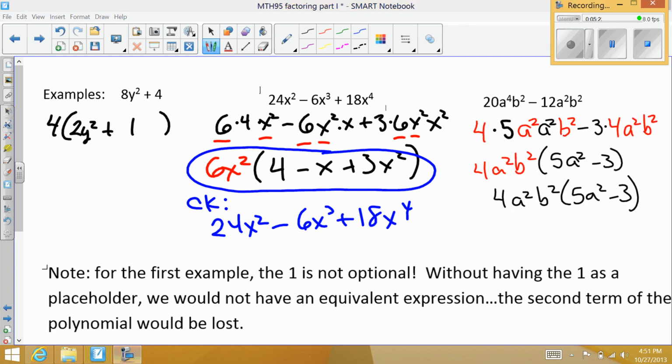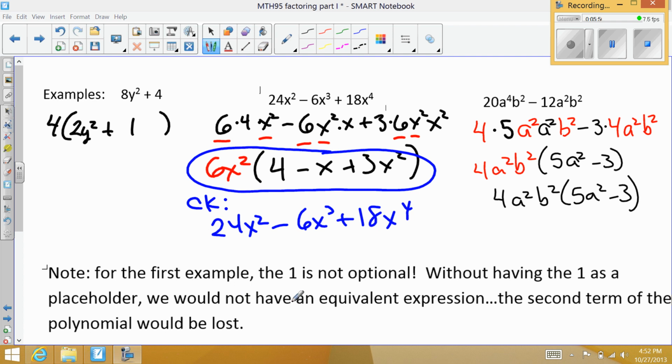All right, did we come up with the same result on the third example? The 20a to the fourth b squared, I broke down to 4 times 5. A to the fourth, I broke down to a squared times a squared, and then b squared. The 12 I broke down to 3 times 4, a squared, b squared. The 4 was common to both, the a squared was common to both, and the b squared was common to both. Undistributing out the 4a squared b squared left behind the 5a squared, subtract the 3. So for a final answer.